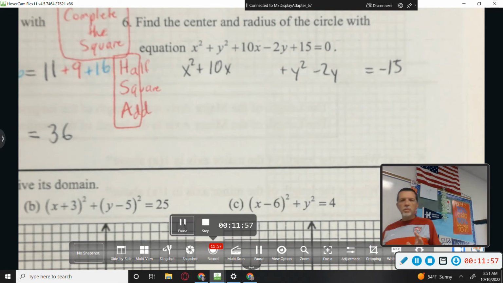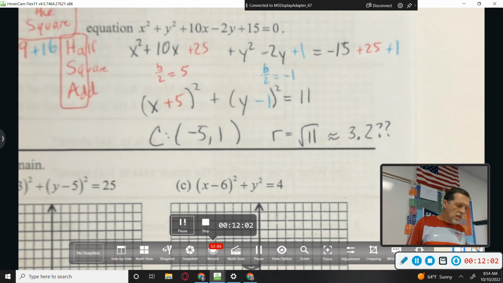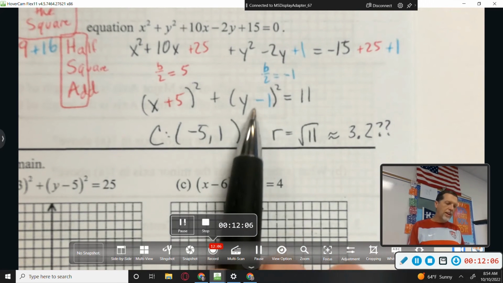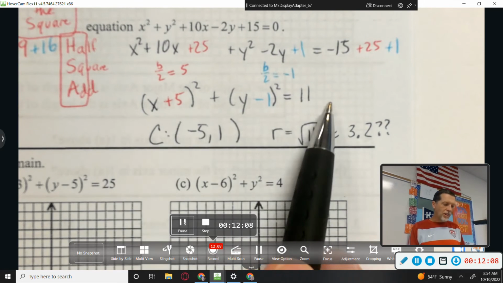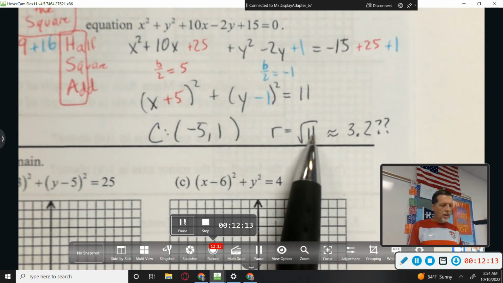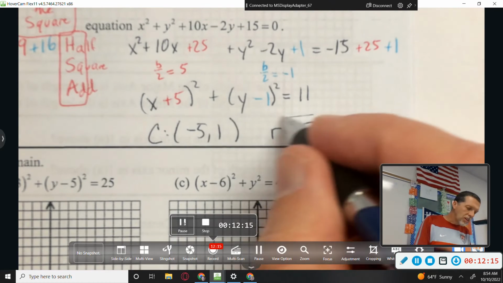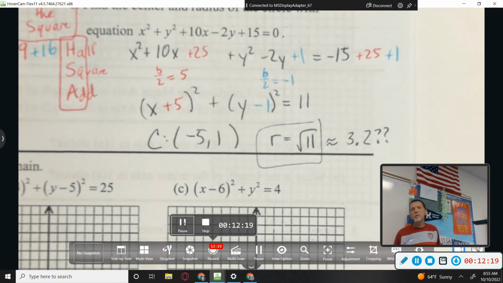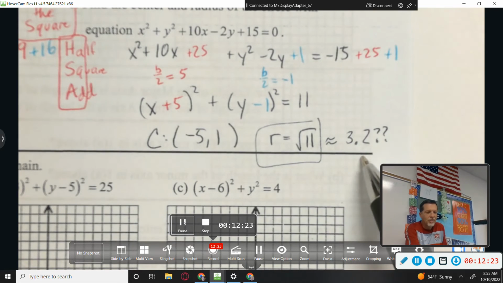Group the stuff, then do half it, square it, add it. So half it, square it, add it for the x stuff, half it, square it, add it for the y stuff, and then you're good. Then it's just picking off the pieces for the center and the radius. Square root 11 is the best answer. If you had to graph this one, you would know that that's between 3 and 4, a little bit closer to 3, and on the graph, you couldn't tell the difference anyway.